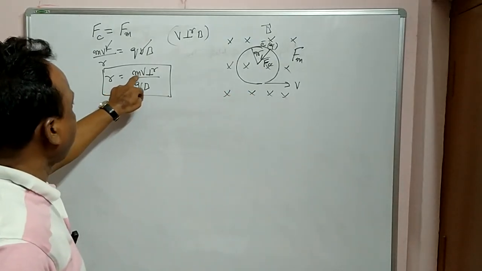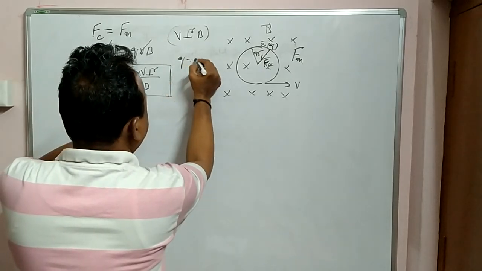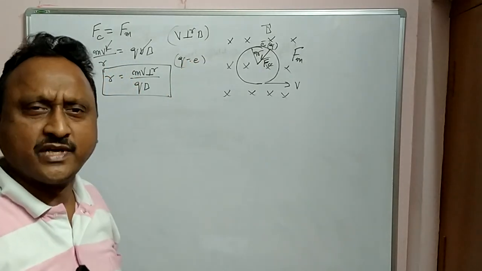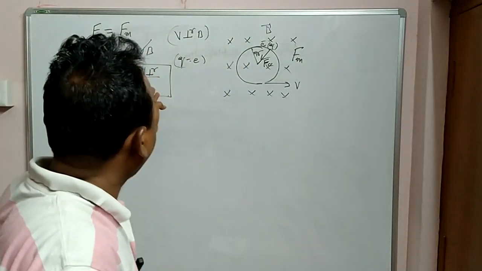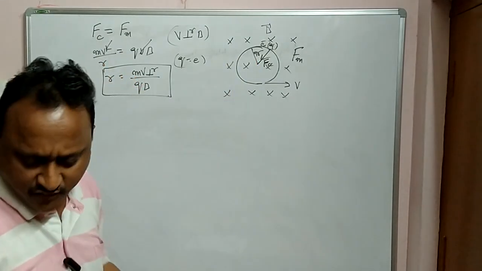Here m is the mass of the electron, V perpendicular, charge Q, sometimes it is taken as E also, 1.602 into 10 power minus 19 coulombs, and B is the magnetic field in Tesla or Newton per ampere meter. This is the expression for the radius.